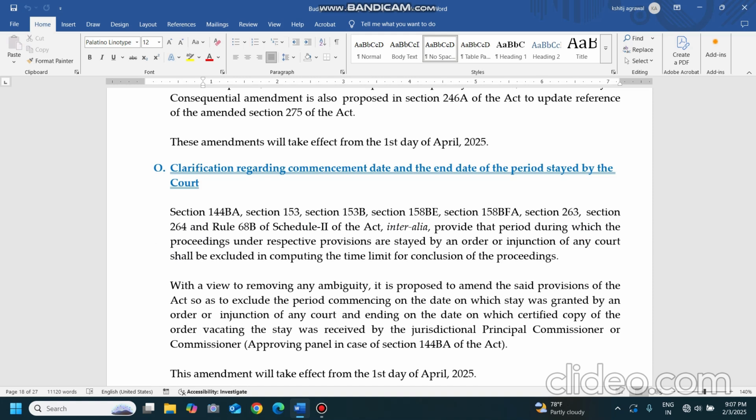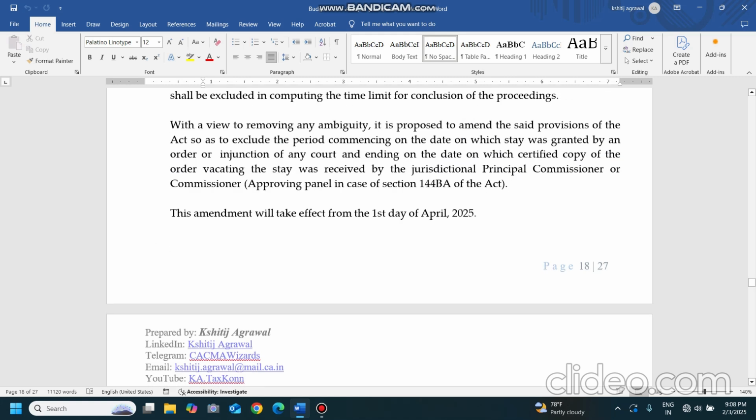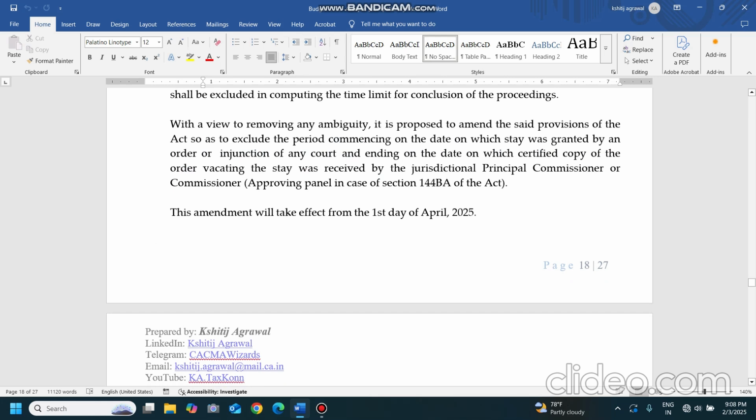So they have removed the ambiguity and now they have amended the provision that the stay period will start from the starting day of the stay and the end day will be the date on which the certified copy of the order vacating the stay is received. When the court vacates the stay, the court will pass an order. The certified copy of the order should be received by the jurisdictional principal commissioner or commissioner. That is the last day of the stay. This amendment will apply from 1st April 2025. So this confusion was there, from which date and till which date this should apply. Now that confusion is removed, and it will be up to the receipt of the certified copy by the jurisdictional principal commissioner or commissioner, as the case may be.